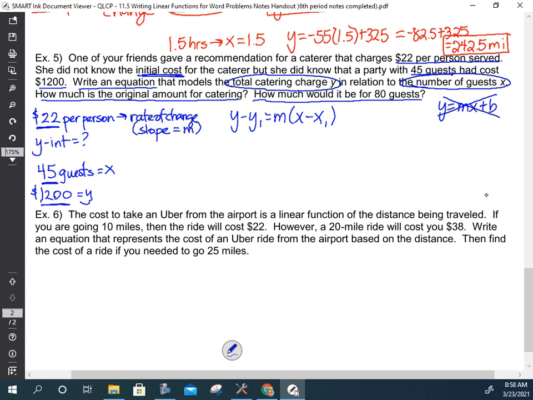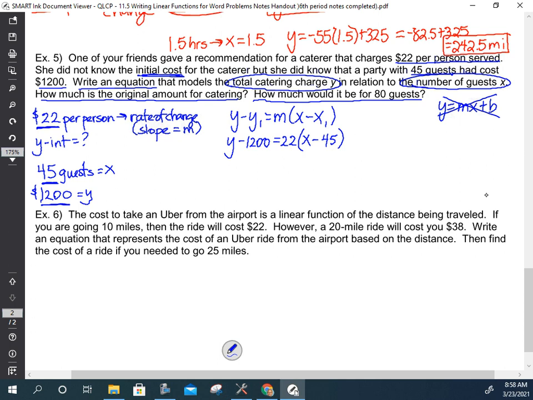So now let's actually do some work. So, first Y, remember, doesn't get touched. The second Y is 1,200. The slope is 22. The first X doesn't get touched. The second X, you plug in 45. So far, there's our initial setup. Now we solve out the problem.